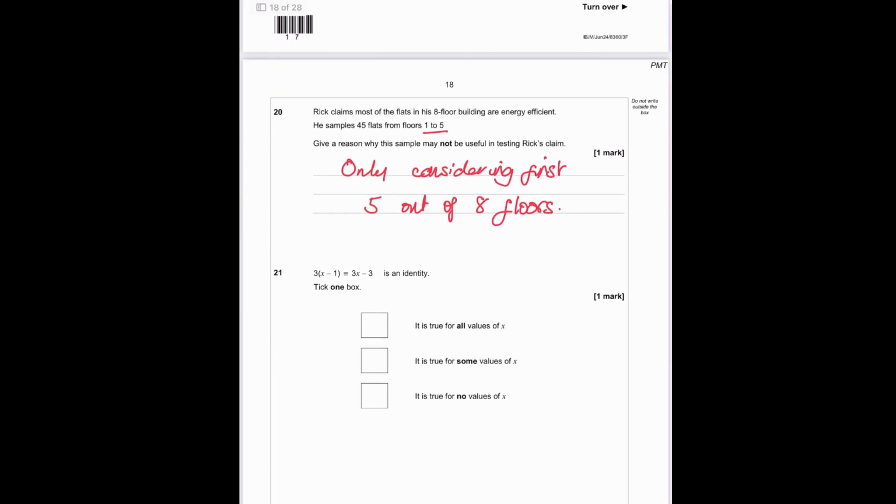Now this is an identity, tick 1 box. This is true for all values of x.